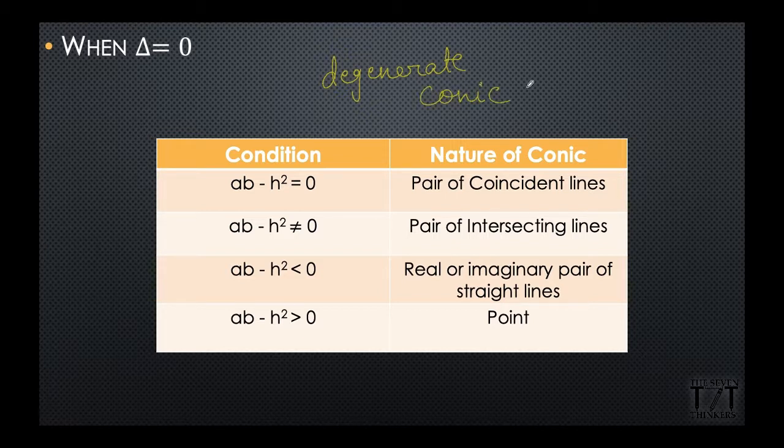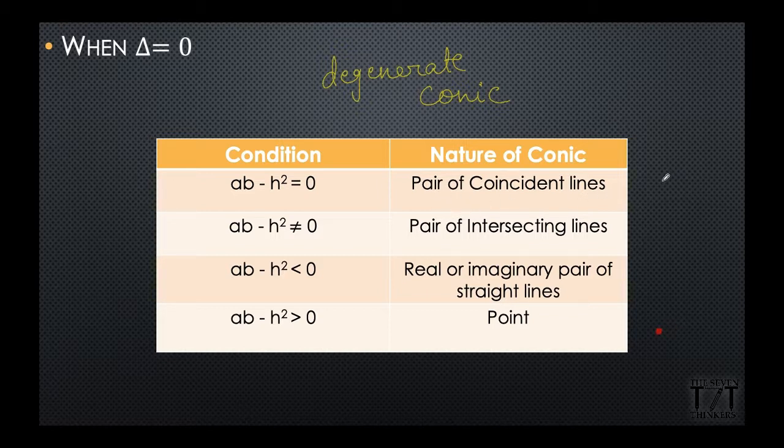Now, as in the case of non-degenerate conic, there was just one condition on which we found out the nature of the conic, and that condition was ab minus h squared. Similarly, for degenerate conic we have the same condition, but the results are not the same. When ab minus h squared is equal to 0, we get a pair of coincident lines. For ab minus h squared not equal to 0, we get a pair of intersecting lines. For ab minus h squared less than 0, we get a real or imaginary pair of straight lines. And for ab minus h squared greater than 0, we get a single point.